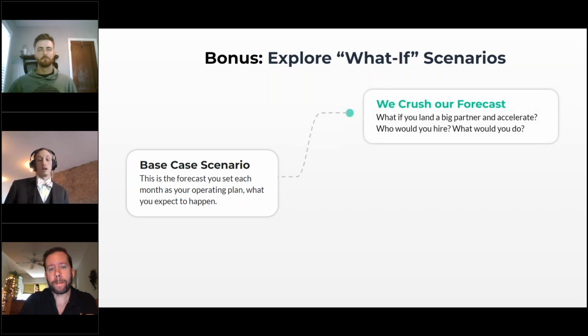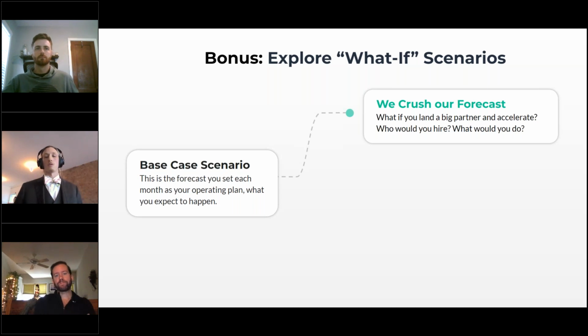Now, you may say, well, what happens if we totally crush our forecast? Like, what happens if we land a big partner or really accelerate? Maybe we ramp up our marketing budget. Who would we hire? What would we do? How would we create a best case scenario? What does that look like? What do the milestones look like? What does the hiring look like? What do the capital requirements look like? Maybe we need to raise more money if we want to do that. Maybe we need to raise less, but that's a scenario you could explore by essentially branching off the model.